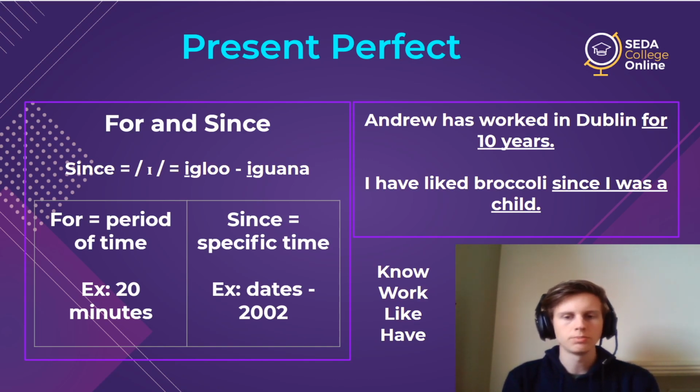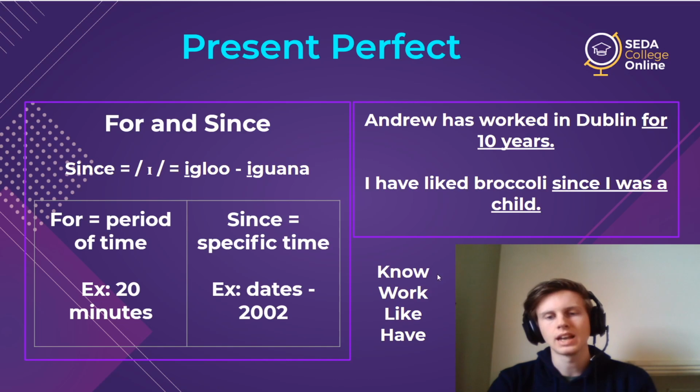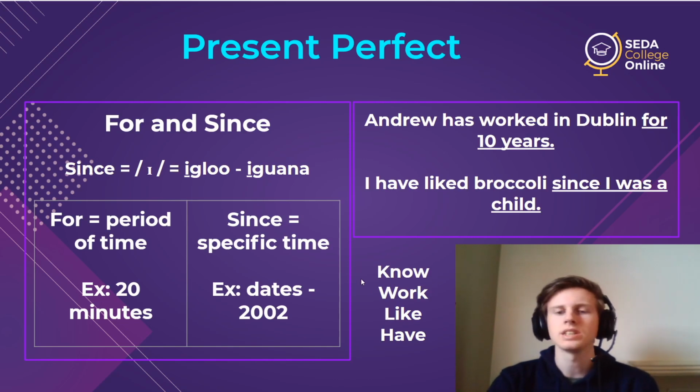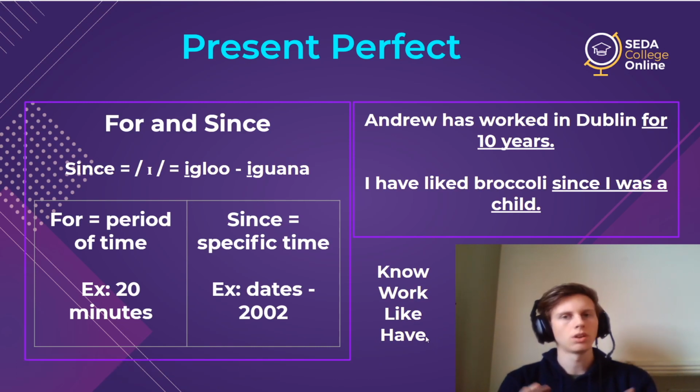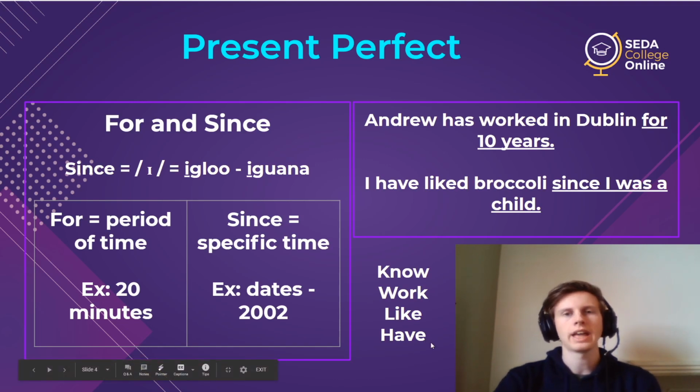Work is a special verb. The verbs to work and to live can be used either way, and so we'll talk about that a little bit in the future. But in the present perfect, it is very common to say, I have known somebody for 10 years. I have worked here for 10 years. I have liked broccoli since I was a child. I have had this computer since 2002. We'll usually use the present perfect with these verbs and with for and since.